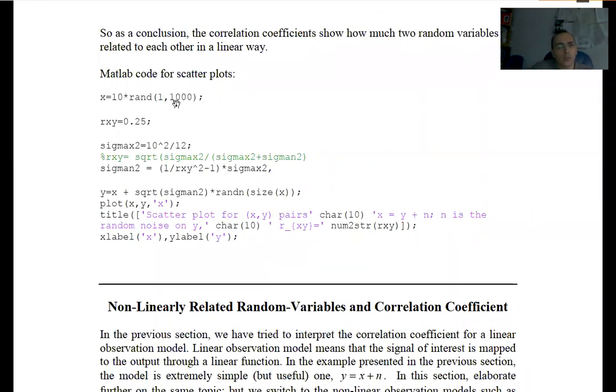This is called the scatter plot. So I'm generating the x random variable, as you see, from a uniform distribution. rand generates a sample from a uniform distribution between 0 and 1. If I multiply it by 10, this becomes a sample taken from a uniform distribution between 0 and 10. So I generate x 1000 times. Okay. The desired correlation coefficient is 1/4.